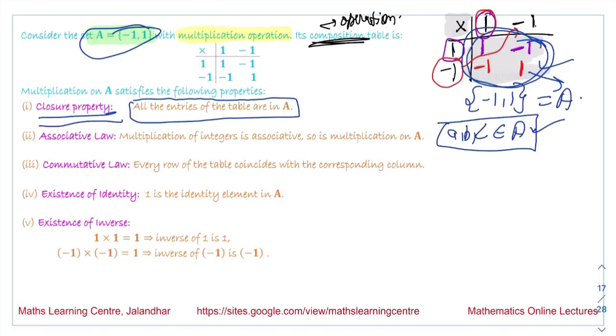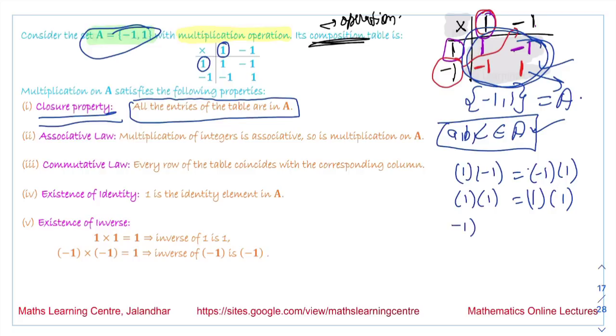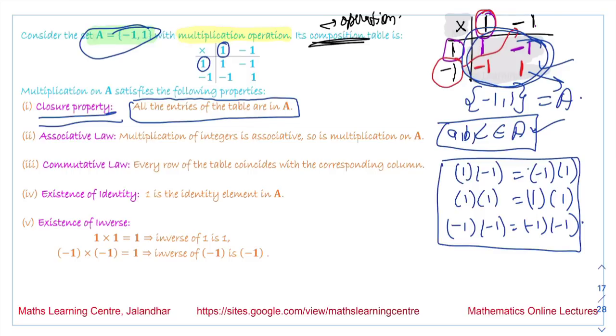So we come to the commutative law. If I am talking about the multiplication of 1 with 1, this will give us the answer 1. Now 1 into minus 1 is equal to minus 1 into 1, 1 into 1 is equal to 1 into 1, and minus 1 into minus 1 is equal to minus 1 into minus 1. So we are saying that this satisfies the commutative law, that is a star b is equal to b star a for all a, b in the set A.